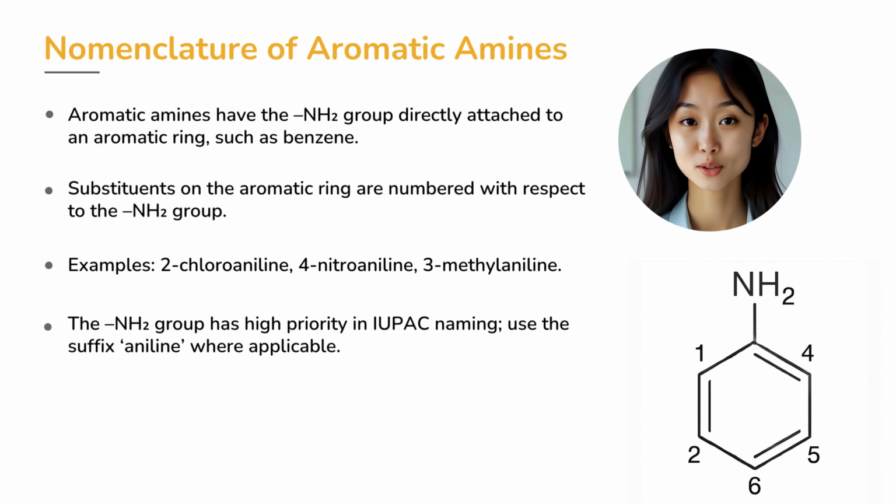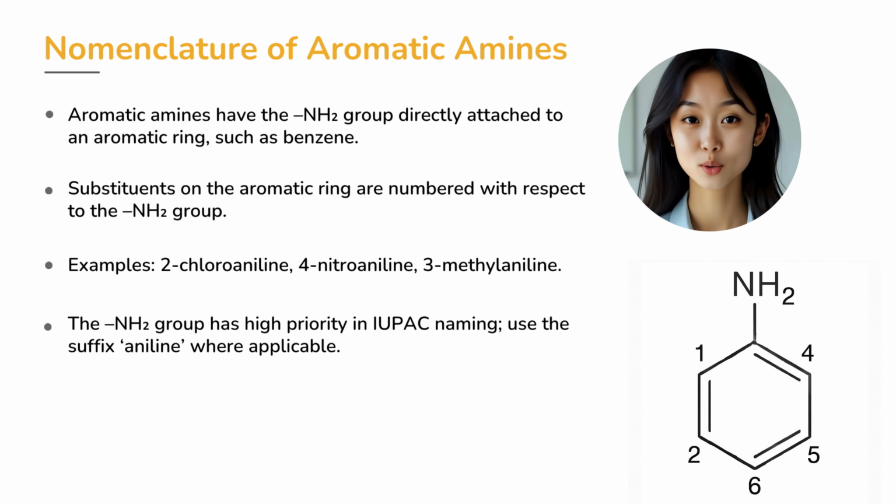So, all substituents on this aromatic ring are numbered around the ring with respect to the amine group, which sits at position 1. Imagine a benzene ring with the NH2 group at the top and numbers circling around clockwise. Substituents get prefixes like 2-chloroaniline, meaning a chlorine at position 2, or 4-nitroaniline, where a nitro group sits opposite at position 4, or 3-methylaniline, with a methyl group at position 3. The naming always reflects the placement on the ring relative to the amine.